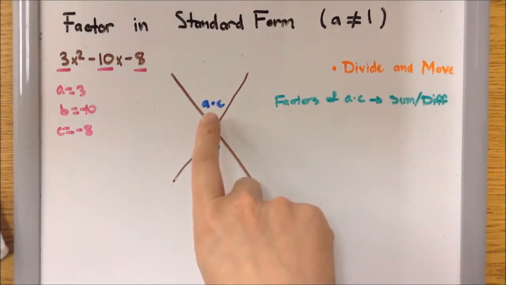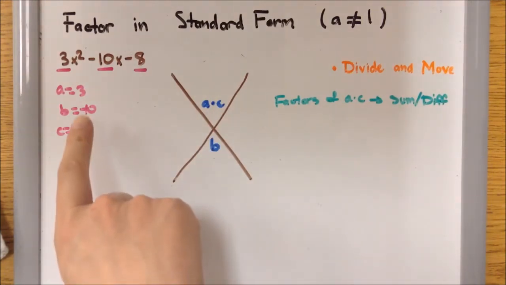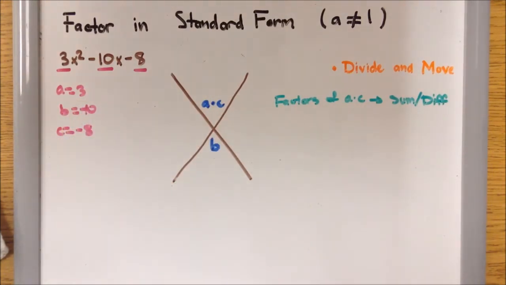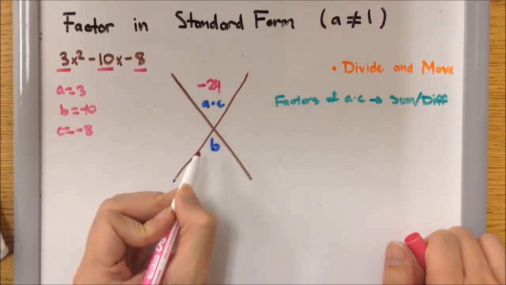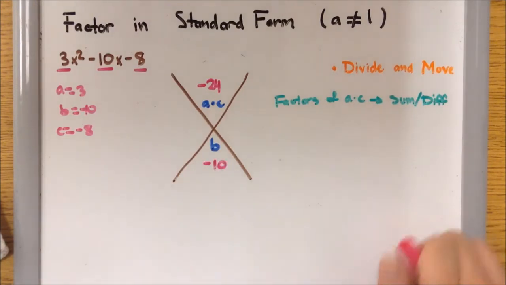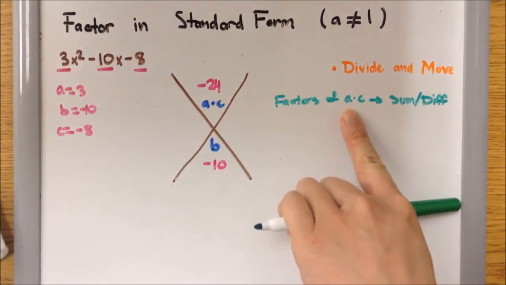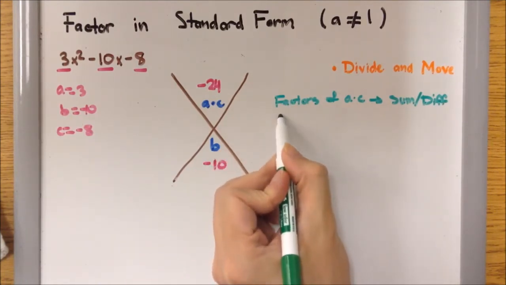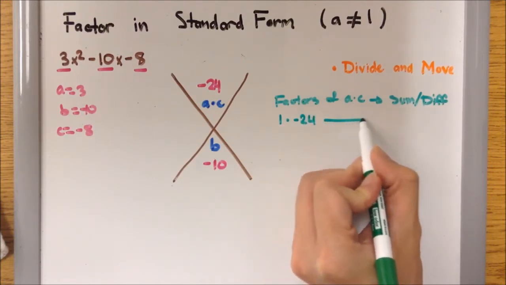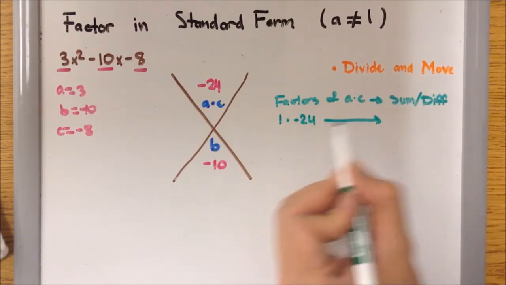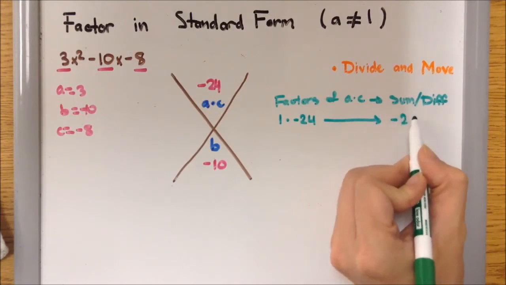So on the top is A times C. So we're going to use 3 times negative 8, which is negative 24. And then our B value, negative 10. So doing that as before, we're going to find factors of A times C. So 1 times negative 24. Positive 1 and negative 24, that would be a difference of negative 23.